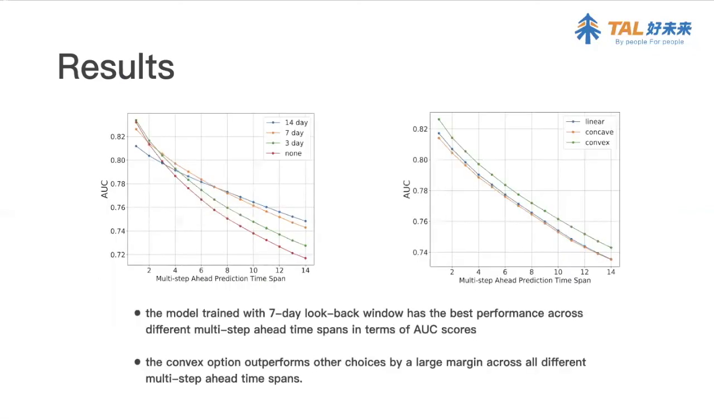Apart from the overall results, here we also performed some experiments to evaluate the effectiveness of our data augmentation algorithm. For the extended range hyperparameter lambda, we find that a 7-day lookback window gives the best results. And for the weight function, the results show that the convex function outperforms the other ones.